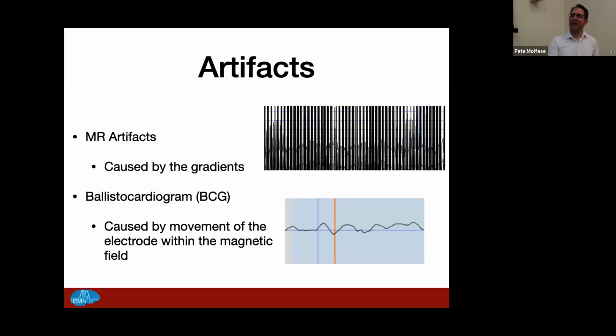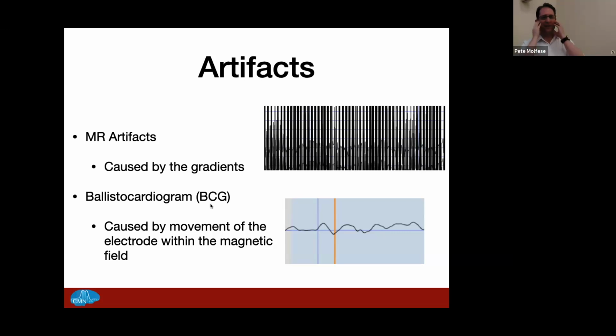So for instance, in simultaneous EEG fMRI, if we collect EEG data inside the scanner, we get these large gradient artifacts, and they look like this. As I said, they're caused by the gradients. We also get this second artifact called the ballistocardiogram, or BCG for short. And this is caused by movements of the electrodes inside the scanner.